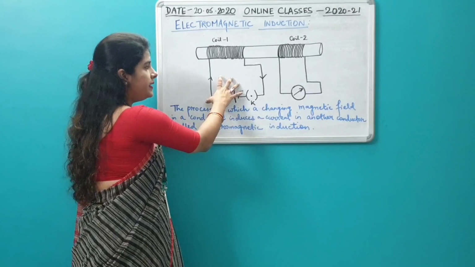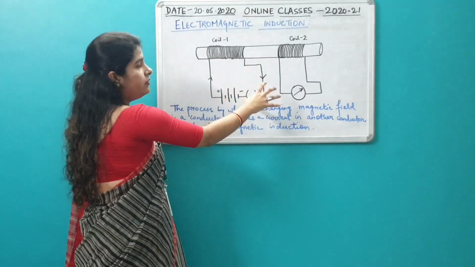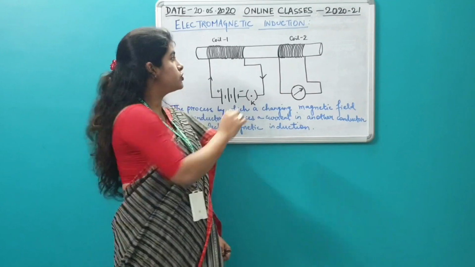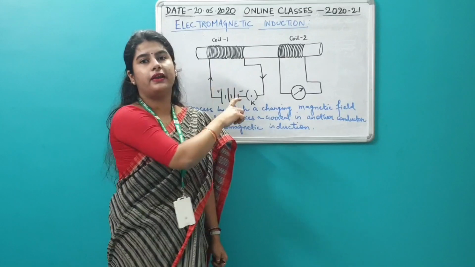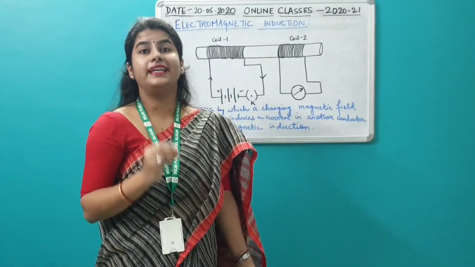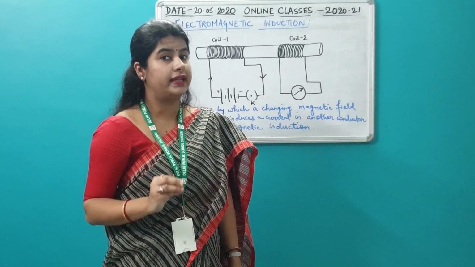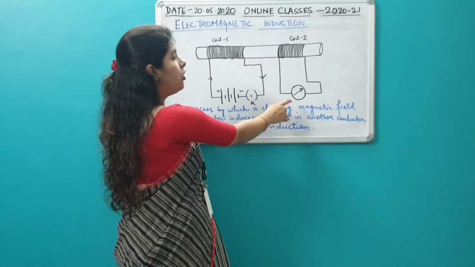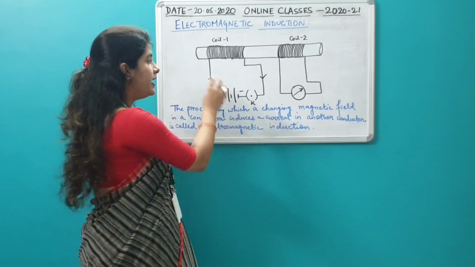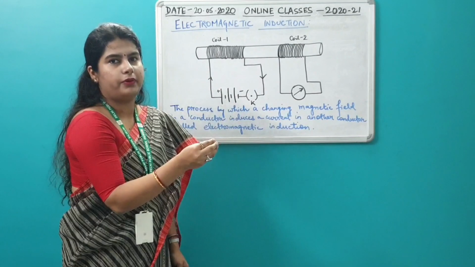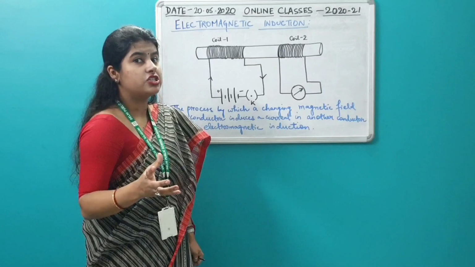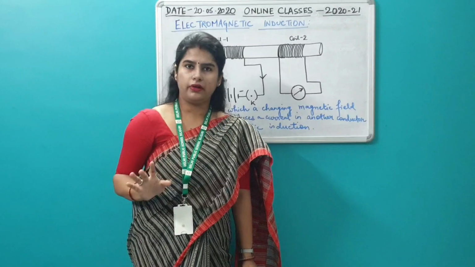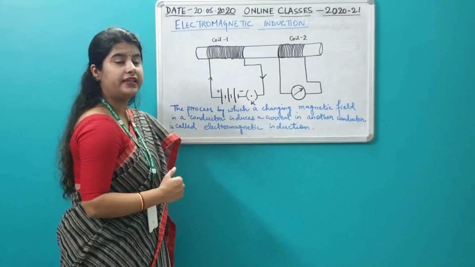That means there will be no deflection if a steady current flows through coil 1, or if the current is 0. Then there will be no deflection in the galvanometer of coil 2. So only if you start or stop, only if you change the current, will this galvanometer show some deflection. Alright. Now why is this happening?